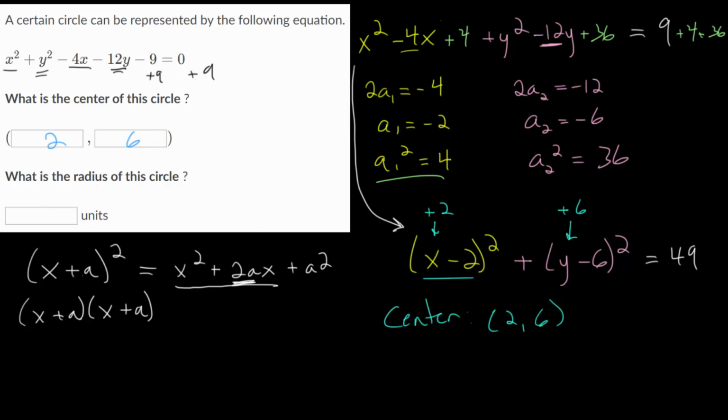Now the radius, remember the standard equation of the circle is equal to the radius squared. So the radius squared in this case is 49, and to find the radius, we just take a square root of each side, and the square root of 49 is 7. So the radius of this circle is 7 units.